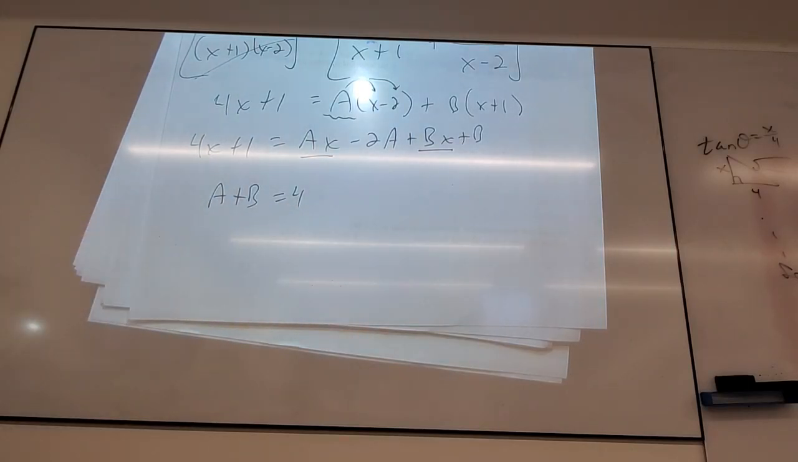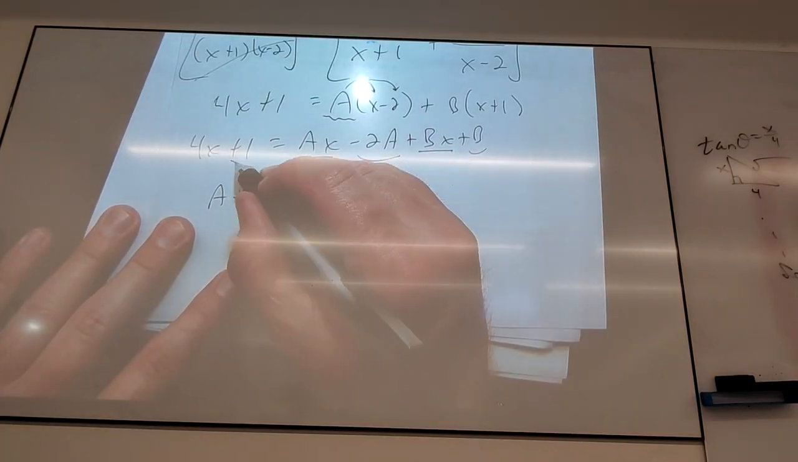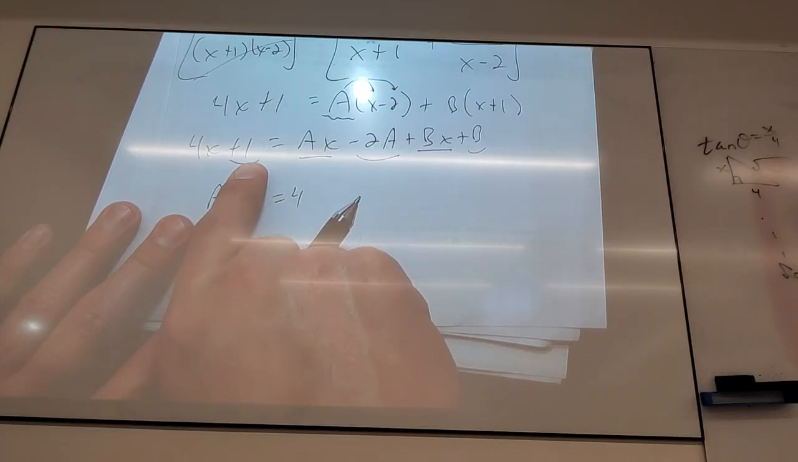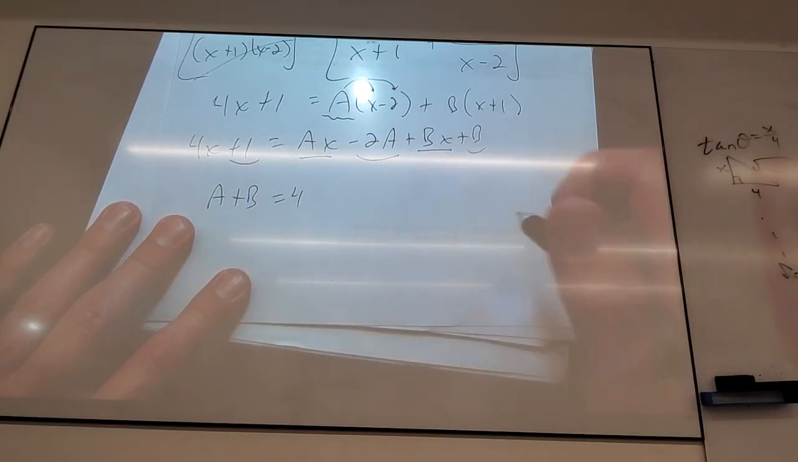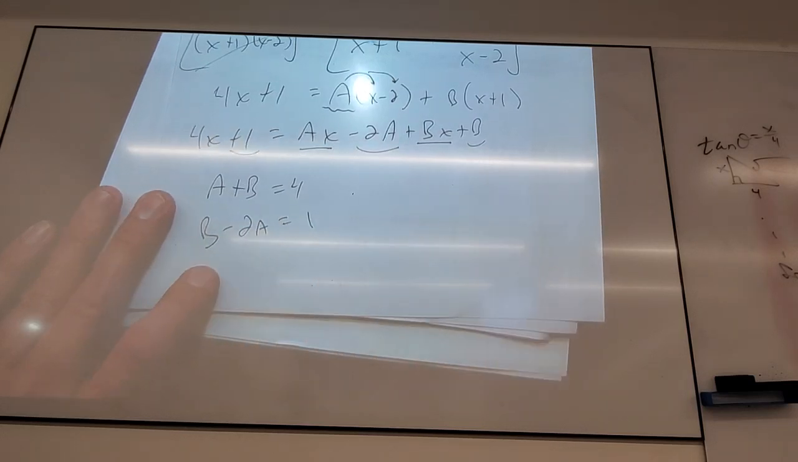Okay, what's the other equation I can set up? What's the only other thing? Yes, b minus 2a must be 1. Number and number together must make 1. Yes? How do I know these are numbers? Because they don't have any x's. So b minus 2a must be 1.